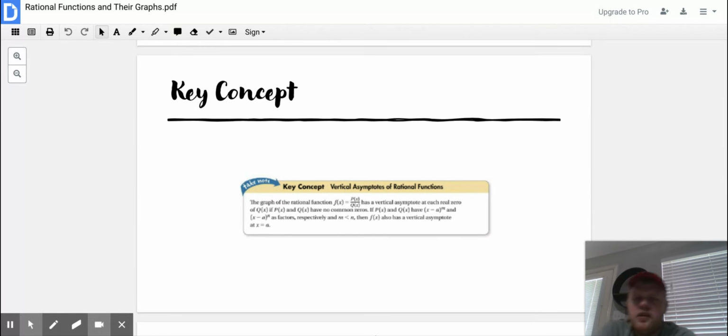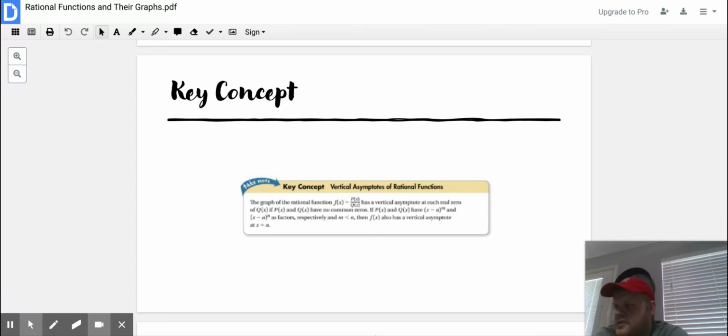Vertical asymptotes. We're about to cover vertical and horizontal here. So, vertical asymptotes of a rational function. The graph of the rational function has vertical asymptotes at each real zero of q of x if p of x and q of x have no common zeros. If p of x and q of x have (x minus a) to the power of m and (x minus a) to the power of n as factors, respectively, m has got to be smaller than n. m is less than n. Then f of x also has vertical asymptotes at x equals a.